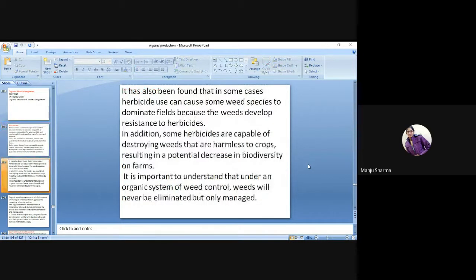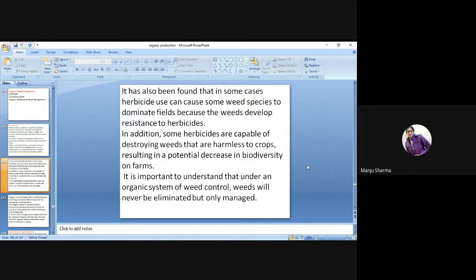It has also been found that in some cases the herbicide can cause some weed species to dominate a field because the weeds develop resistance to the herbicide. And in addition, some herbicides are capable of destroying weeds that are harmless to crops, resulting in a potential decrease in biodiversity on farms.